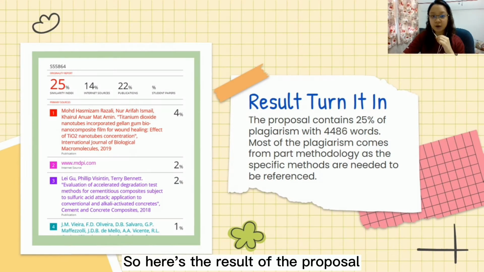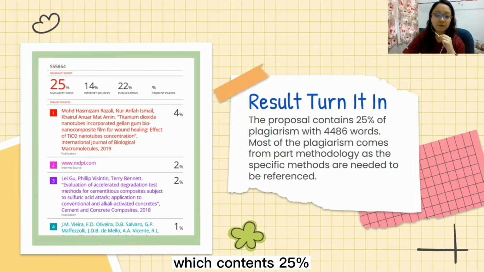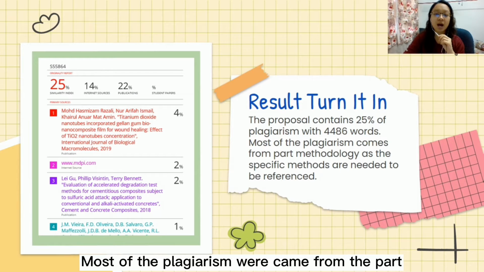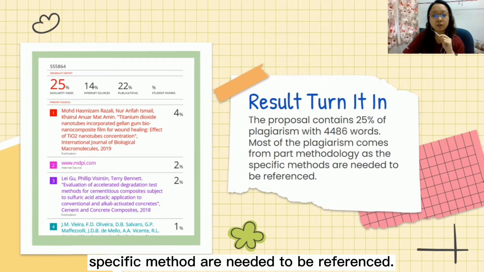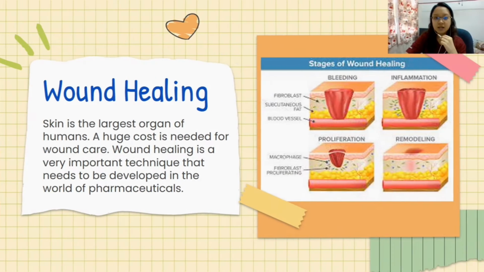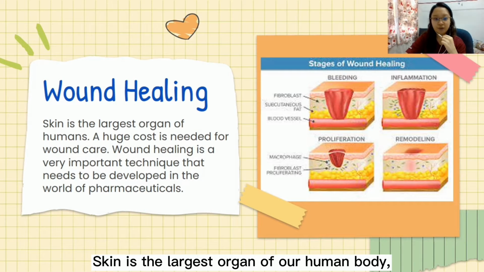Here is the result of the proposal, which contains 25% plagiarism with 4,486 words. Most of the plagiarism comes from the methodology section, as most of the specific methods need to be referenced. Skin is the largest organ of our human body.